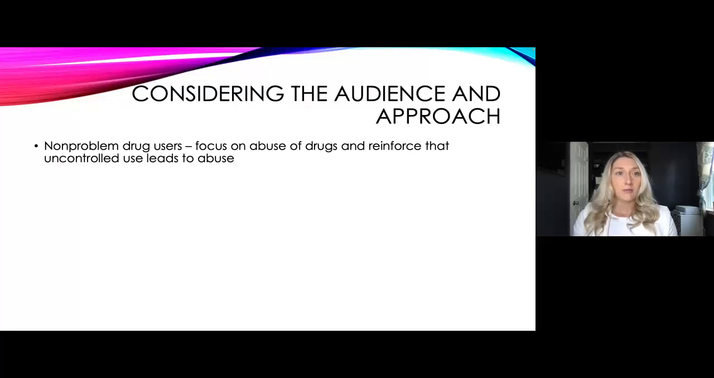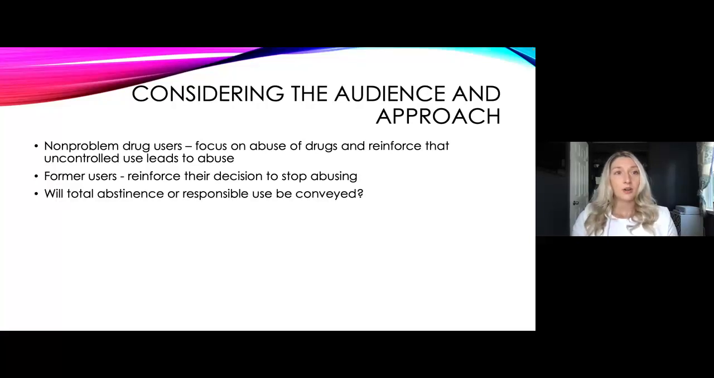So when we look at non-problem drug users, the program should focus on abuse of drugs while reinforcing that uncontrolled use can lead to abuse. So these are drug users who don't have necessarily an addiction or a problem with the drug use. So we just want to reinforce that once that use becomes uncontrolled, that's when you have the recipe for addiction to occur. For former users, for example, we're going to reinforce their decision to stop abusing. So you want to make sure that they don't relapse.